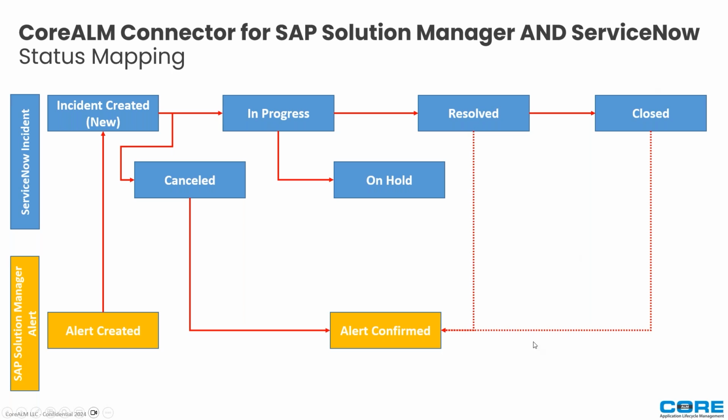So the main idea here is that our connector is pretty flexible, and these arrows that we're seeing here, this mapping, can be changed dynamically. So we can decide which status to use. For example, if you have an additional custom status between in progress and resolved, and you want to use that status to confirm the alert, we can definitely map to that. So we're not bound to what we're seeing here on the screen. This is just a very simple example.